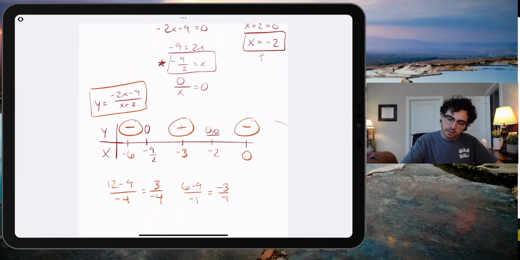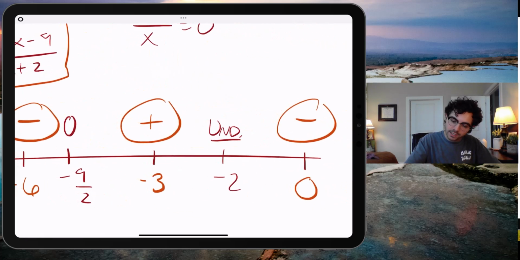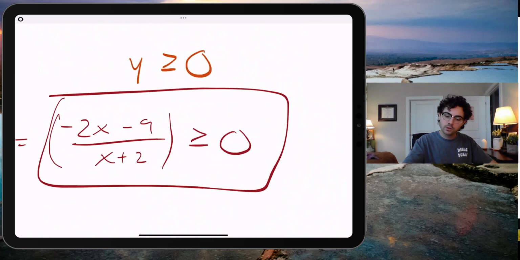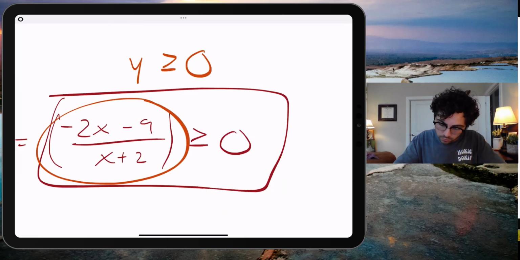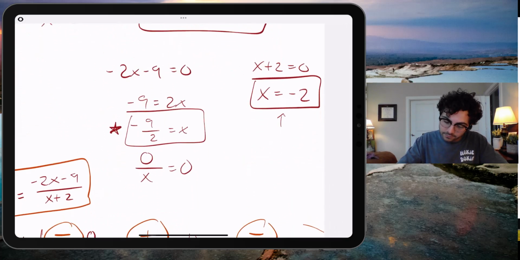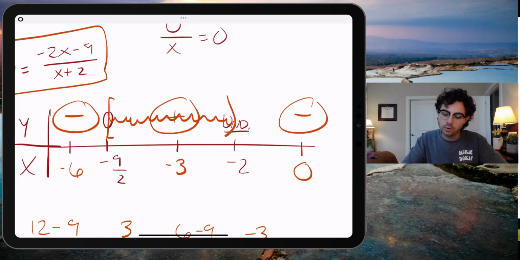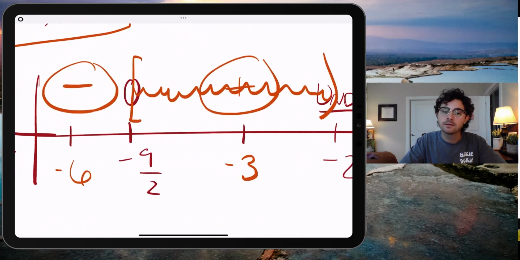So what does this mean? The y values are negative up until -9/2, and then they're positive between -9/2 and -2. Then they're negative again after -2. We want to know where the y values, or where this expression, is greater than or equal to 0. In other words, where is it positive or equal to 0? It is equal to 0 right at -9/2. It is greater than 0 from -9/2 all the way to -2, but not including -2, because -2 made the expression undefined, not 0. -9/2 made it 0.